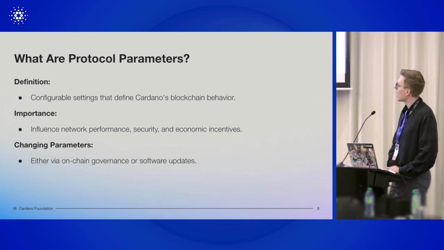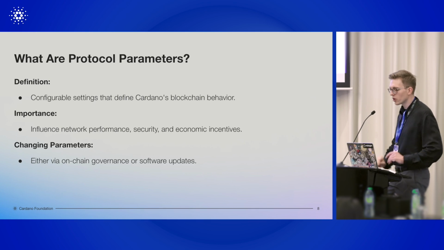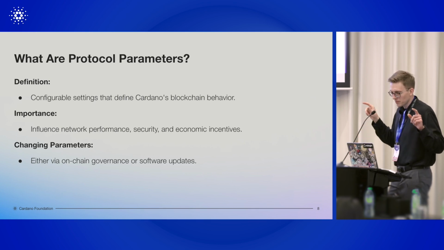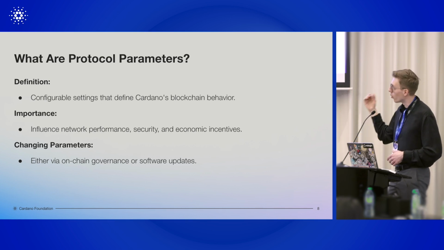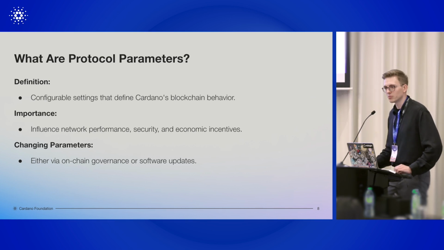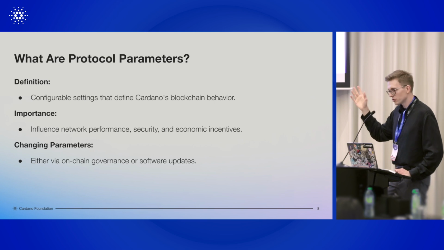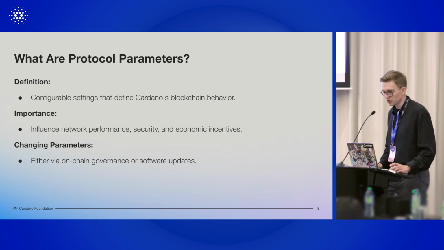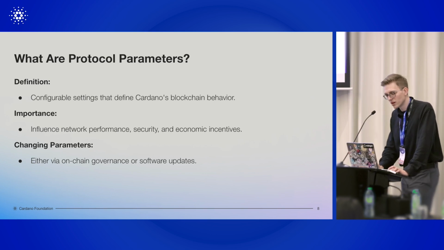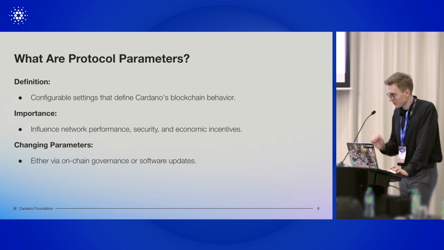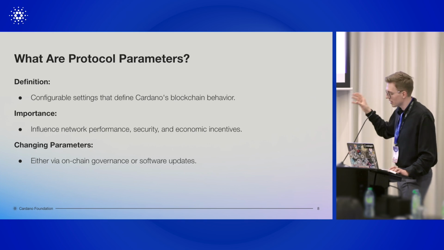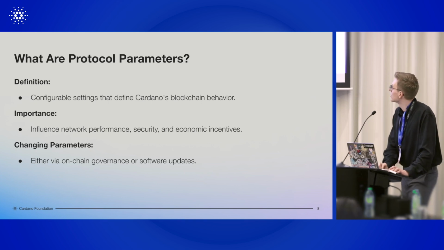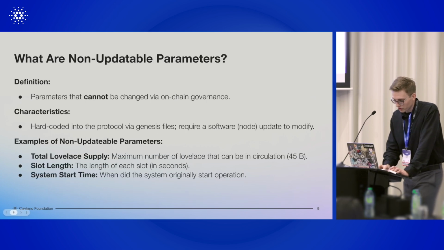And how can those be changed? We'll go into more details later, but they can be changed either via on-chain governance actions, or if we're talking about non-updatable parameters, via software update, via a change of the Genesis files and the node version. So that's how all the parameters can be updated in one way or another. Just not everything can be updated via governance actions. Yeah, and now I basically already spoiled that.